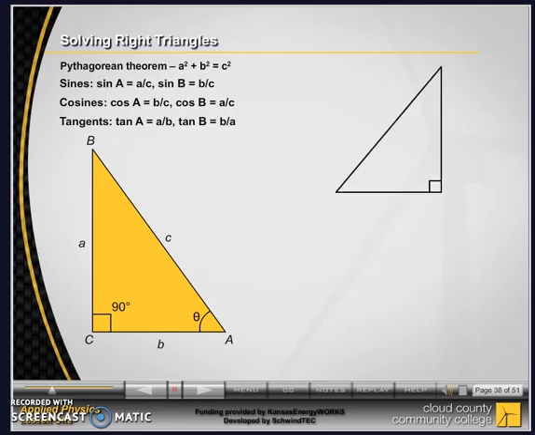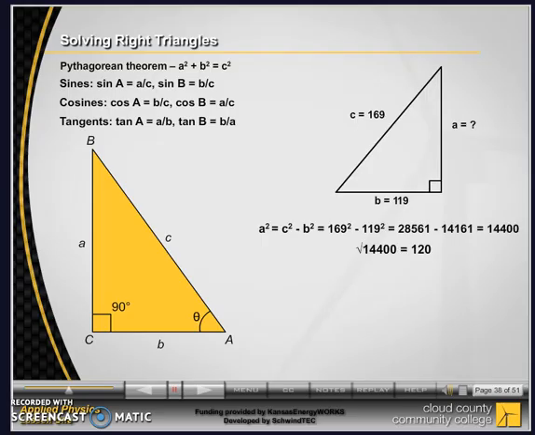Now suppose we know the hypotenuse and one side but have to find the other. For example, if lowercase b equals 119 and c equals 169, then a squared equals c squared minus b squared equals 169 squared minus 119 squared equals 28,561 minus 14,161 equals 14,400, and the square root of 14,400 is 120, so lowercase a equals 120.